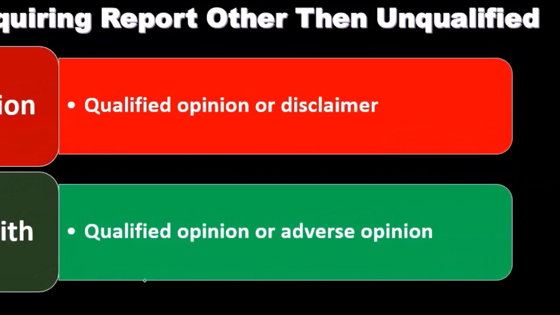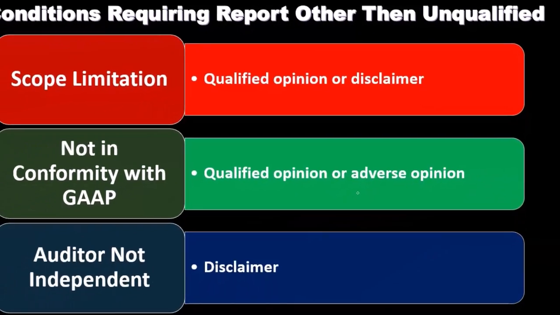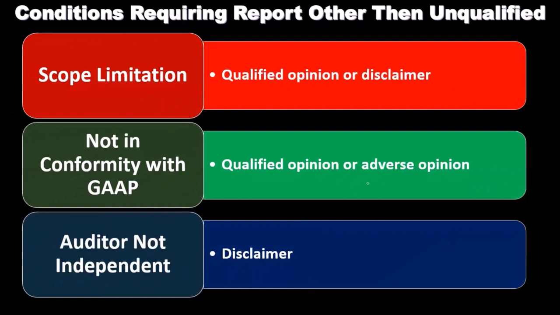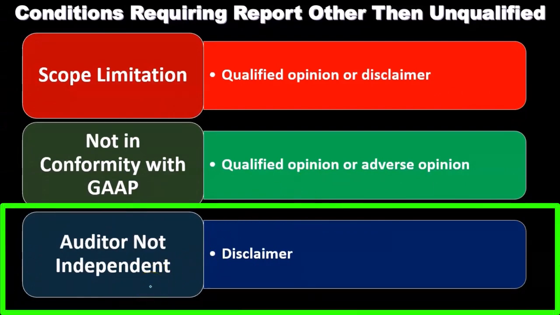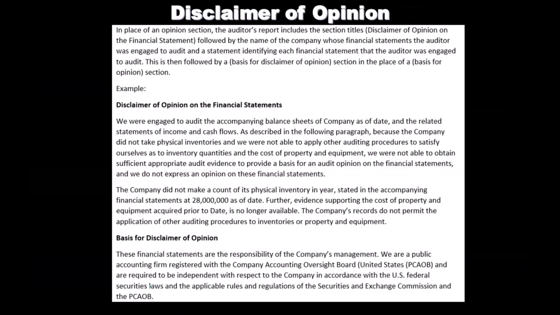We can't give an opinion that the financial statements are in accordance with generally accepted accounting principles when they are not, and therefore would have to issue an adverse opinion, which is basically like the worst type of opinion. Auditor not independent. If the auditor is not independent, then we'd have to have a disclaimer of opinion, because the auditor can't basically give an opinion if they don't have that independence factor.